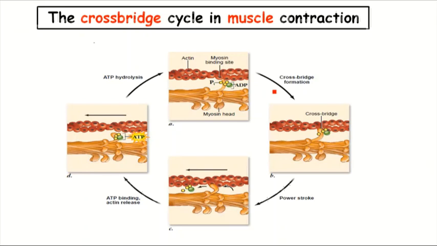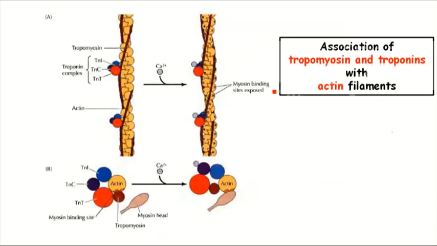This myosin gives the motor force of muscle contraction, and this is the cross bridge cycle of muscle contraction, and this is how actin allows the myosin head to bind with it. That's all about the molecular mechanism of muscle contraction.